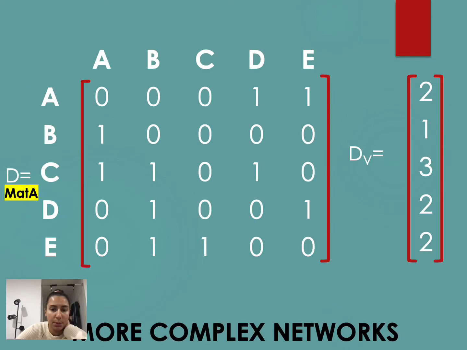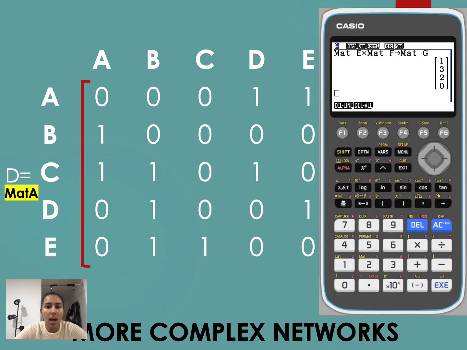All right, now I just want to show you what happens when they get a little bit more complex. You can see this is now a 5 by 5 matrix, and I have done my dominance vector here. At the moment, I could easily go 2, 1, 3, 2, and 2, and I could do that quite easily by hand. But I will just show you one more time how to do that on your graphics calculator.